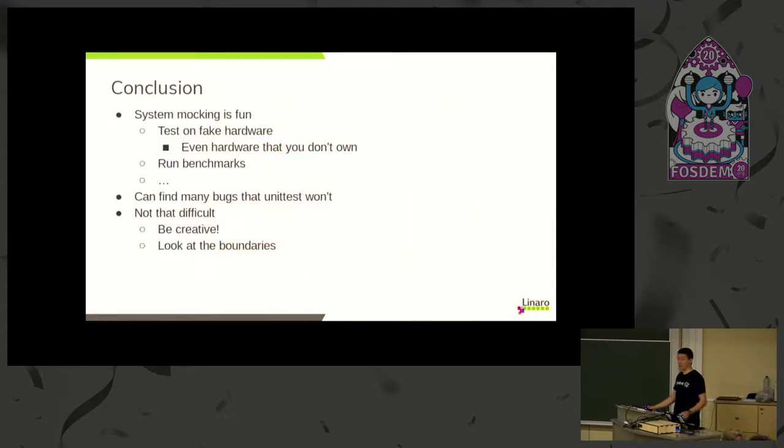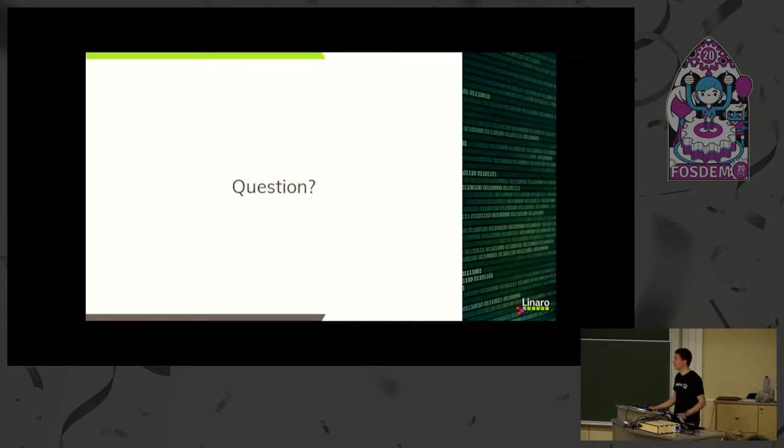So, conclusion: system mocking is really fun, honestly. You can test many things. You can do benchmarks. You can fake hardware that you have never seen before, because you don't really need it. You just have to look at the boundaries. It's not that difficult, just be creative. Look at what part of the system is not really important for what you're doing. Look at the boundaries and try to mimic the boundaries. If you do that, then you can mock some part of your system and test it really nicely. That's all. Do you have any questions?